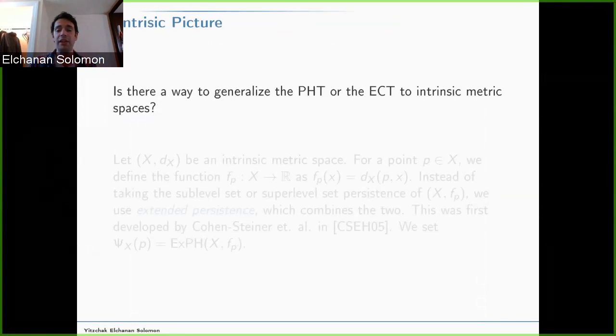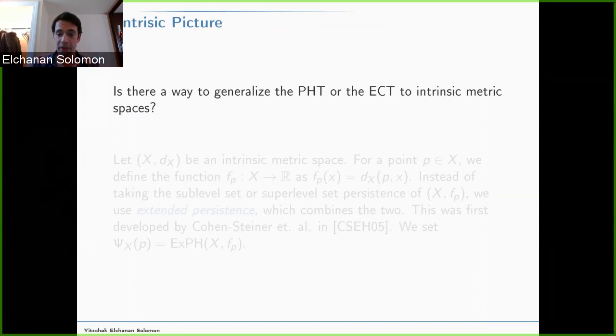So now let's talk about the focus of the research that I've been working on with Steve. The question is, is there a way to generalize this for an intrinsic metric space? So you have maybe a graph or something, it's not embedded anywhere. Is there a way to do a similar construction that might hopefully be injective by capturing many different persistence diagrams or barcodes, however you want to think about it, from many different functions?